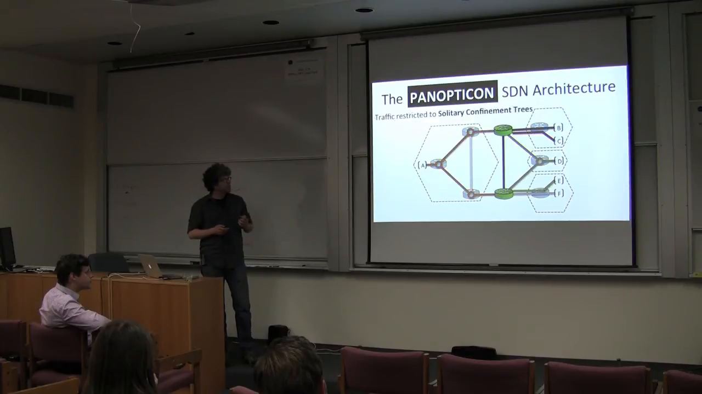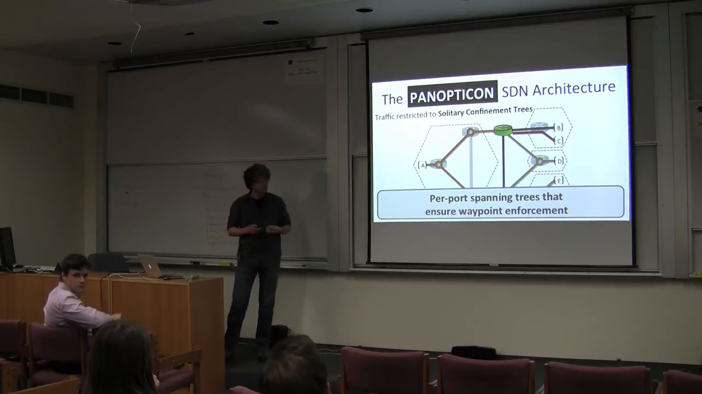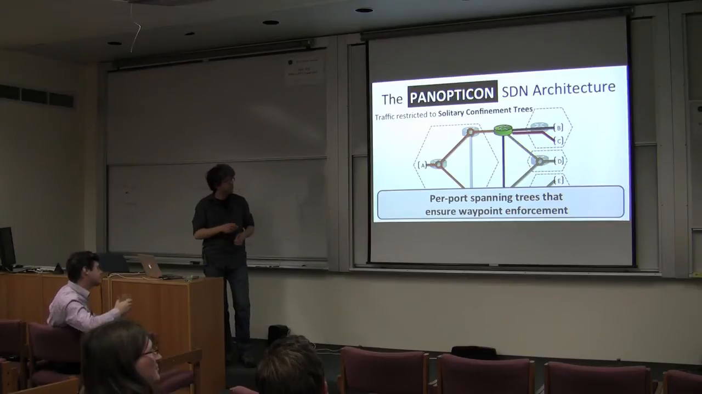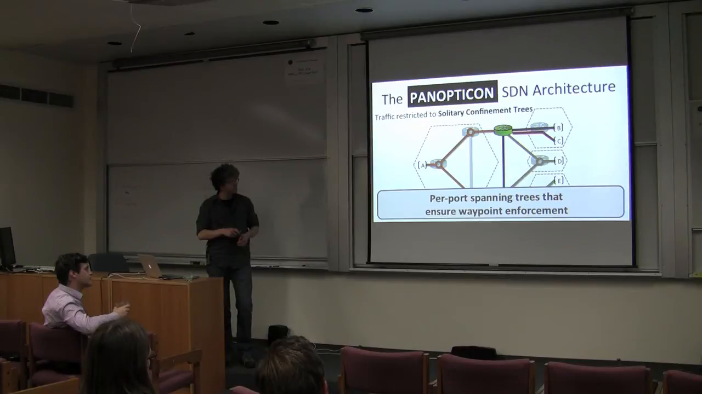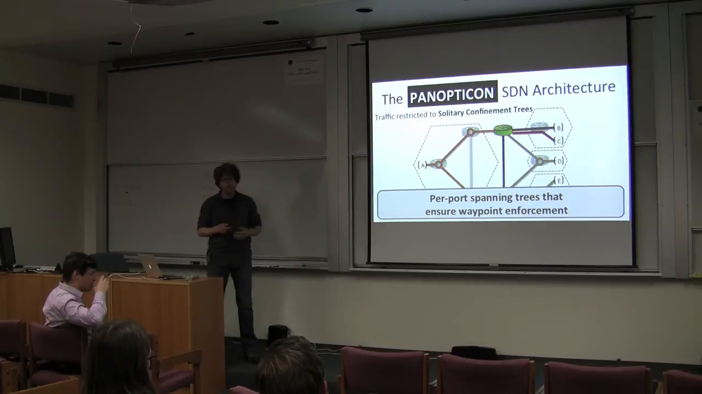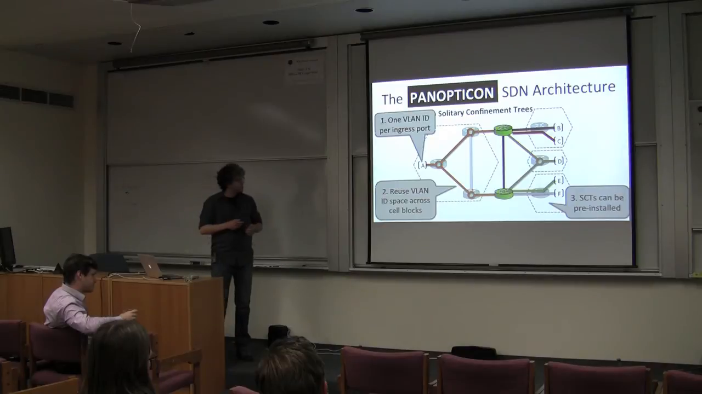Within each one of the cell blocks, we build a mechanism that we call solitary confinement trees. And these are per port spanning trees that ensure waypoint enforcement between every endpoint and the programmable SDN switches. So for example, for B to be able to communicate with C, the traffic would have to traverse B's solitary confinement tree to the upgraded switch and then return back towards C. And this would allow us to achieve the benefits that we described when we get waypoint enforcement. So this is basically the way that we do it.